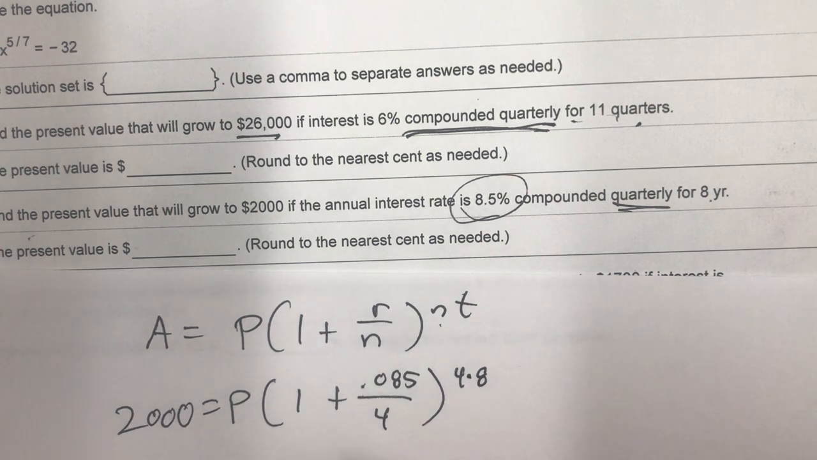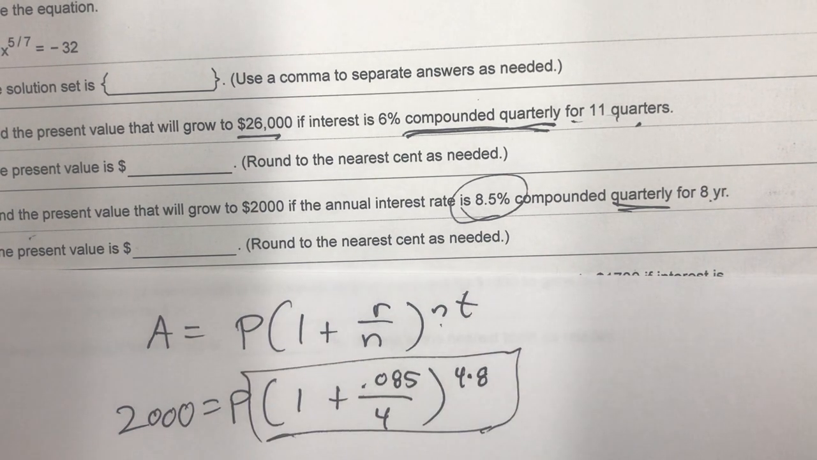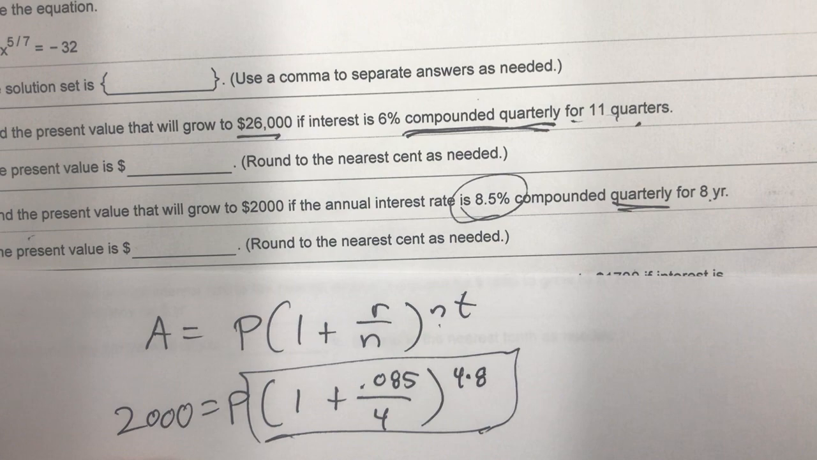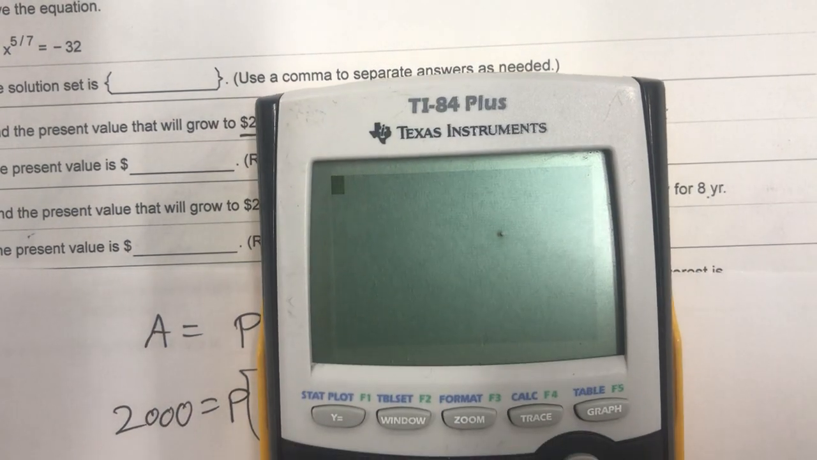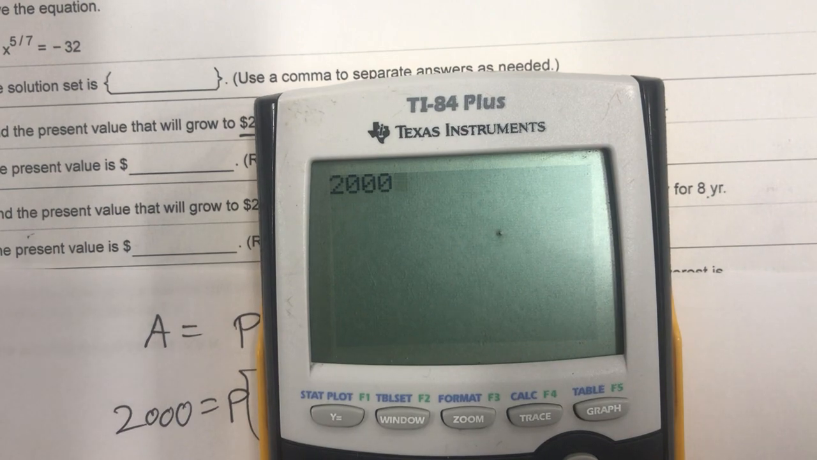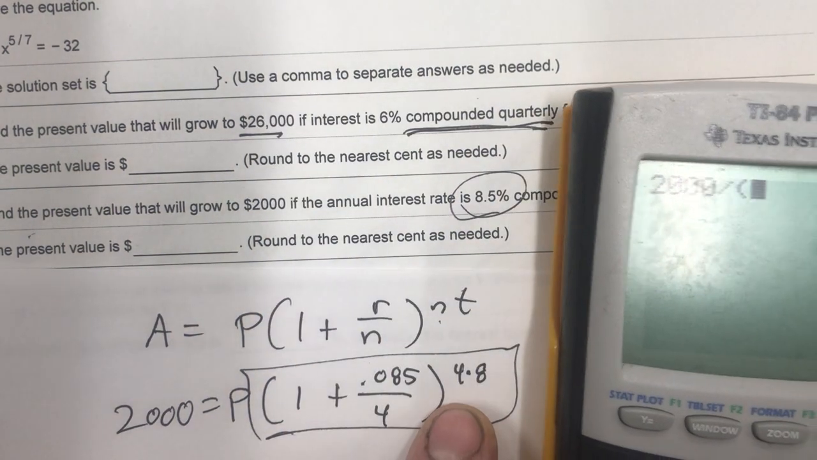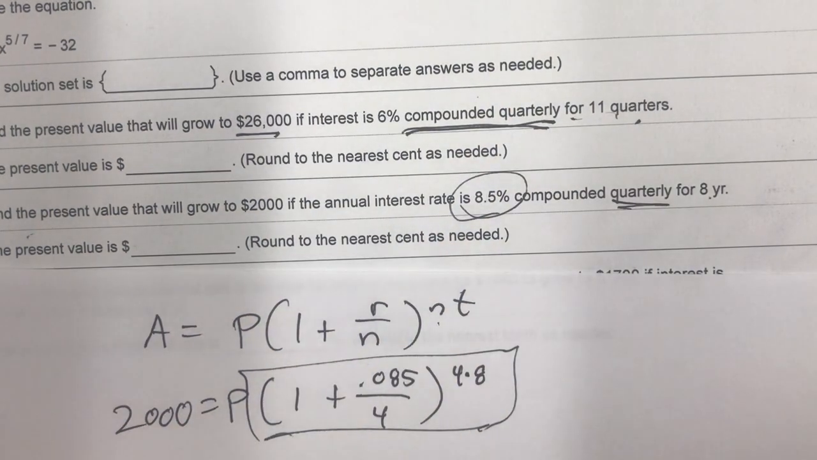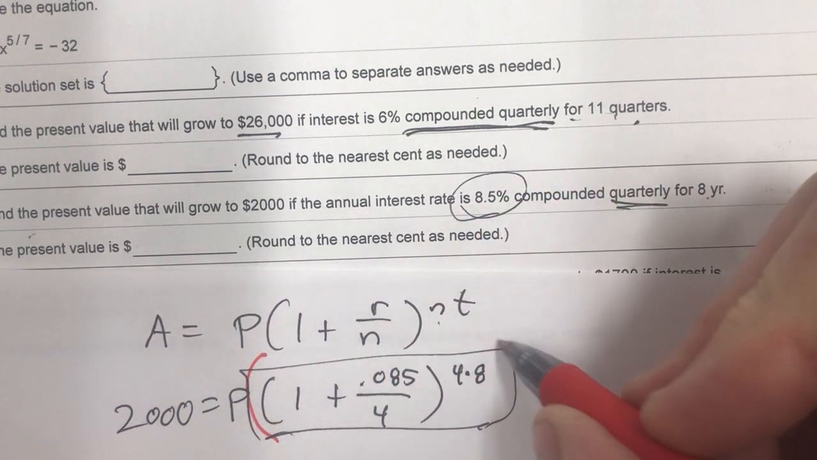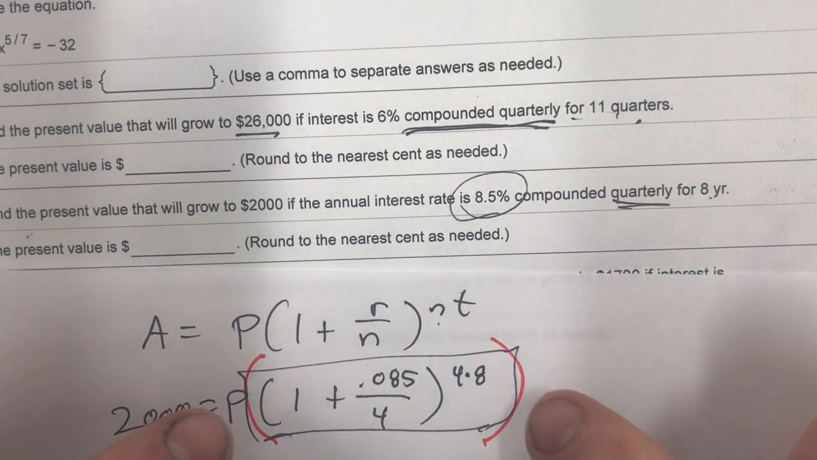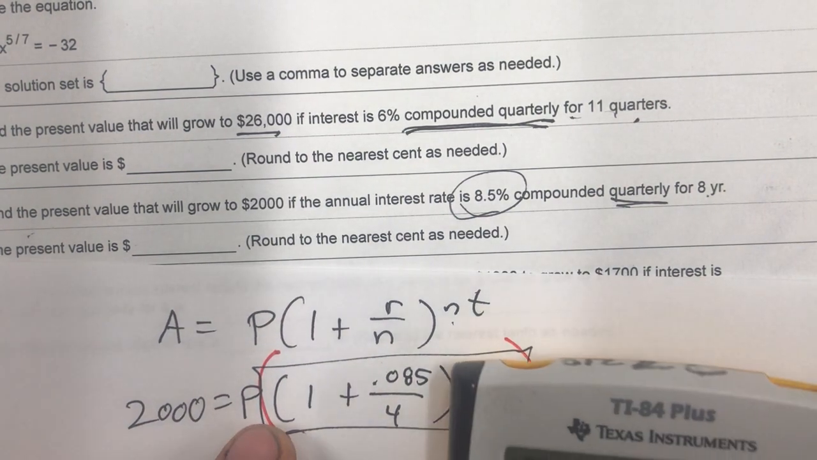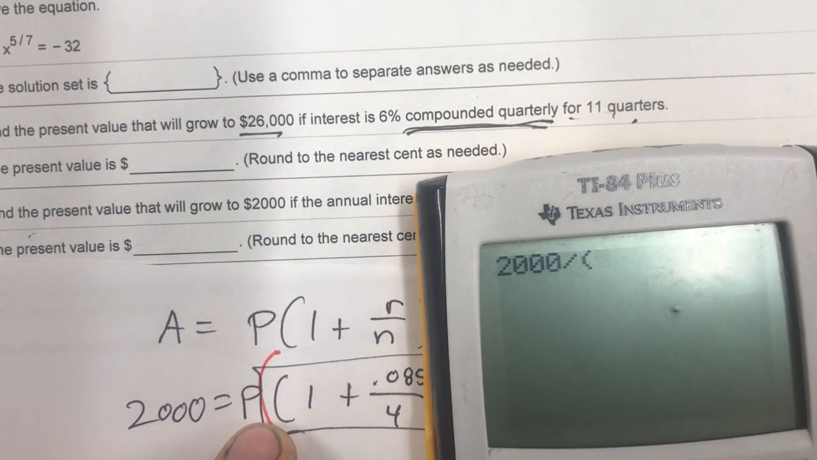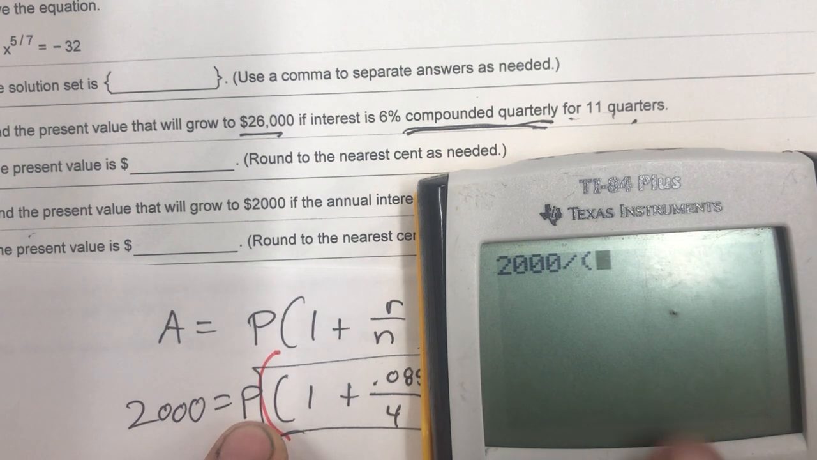Okay, so again, all this I can type in the calculator again. So basically now what I'm going to do is 2,000 divided by that. So this time I'm just going to do 2,000 divided by, and then I'm going to put all that in parentheses. I'm going to have parentheses around this whole thing, so I've got to have these red parentheses and those black ones.